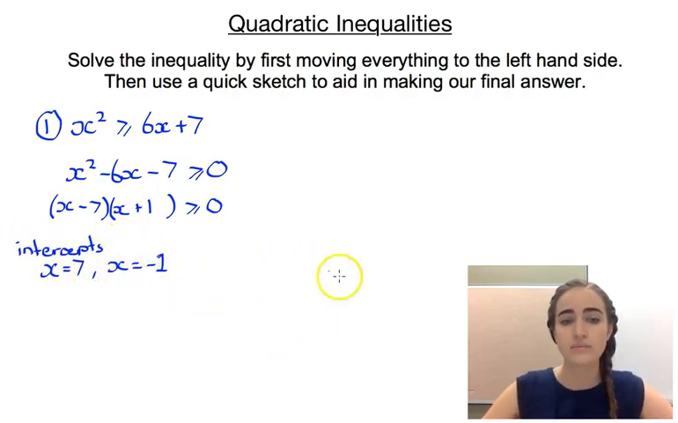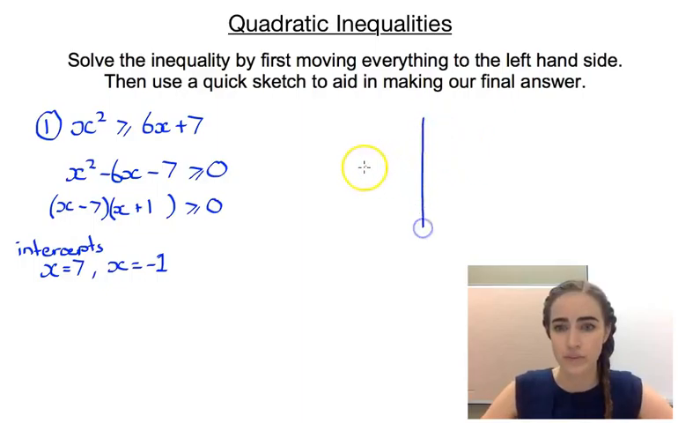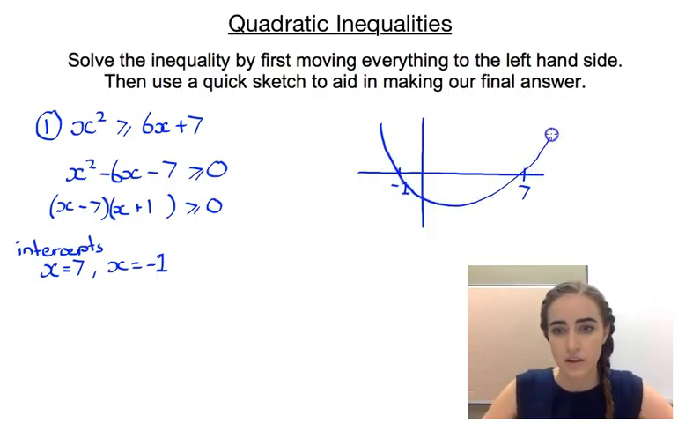So we're going to use those intercepts to sketch this graph. So that's 7, that's minus 1. So our parabola, because we know it's concave up, it's going to come down here and up through this one. All right. Now the inequality is greater than or equal to 0. So this parabola is greater than or equal to 0 when it's above the x-axis. So in this region and in this one over here as well. And it's equal to 0 exactly at those roots.